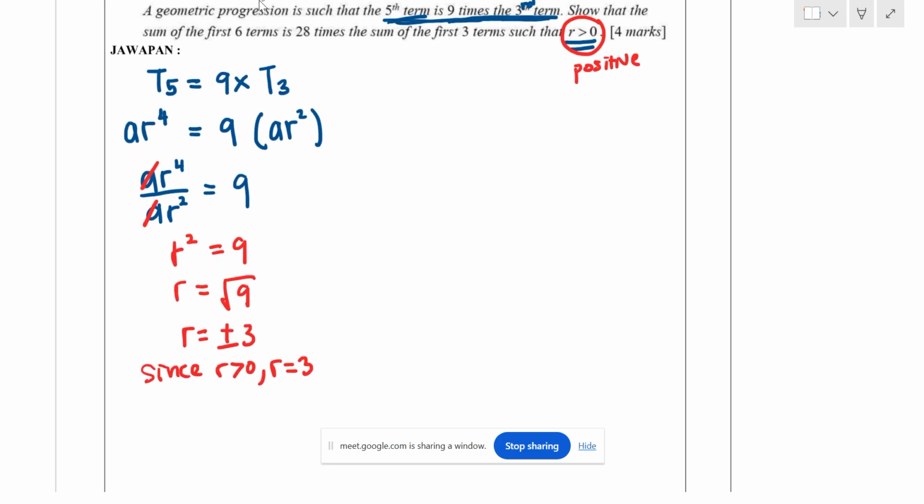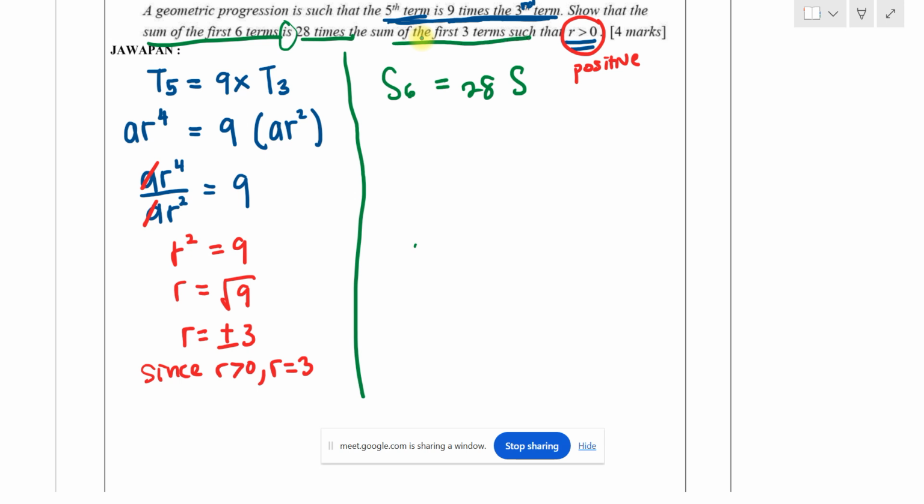Now we continue to prove the second part of the question. The sum of the first 6 terms, S6, is equal to 28 times the sum of the first 3 terms, S3. So A, your R is 3. Remember, when R is more than 1, you need to use 3 to the power n minus 1. Here n is 6. 6 minus 1 is equal to what? We need to show that 28 times S3.